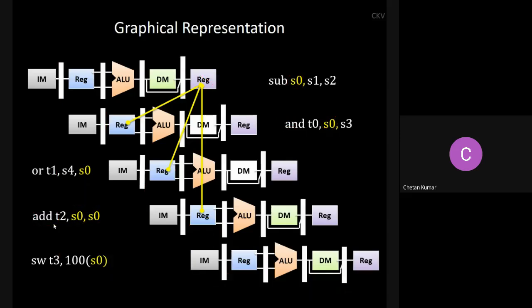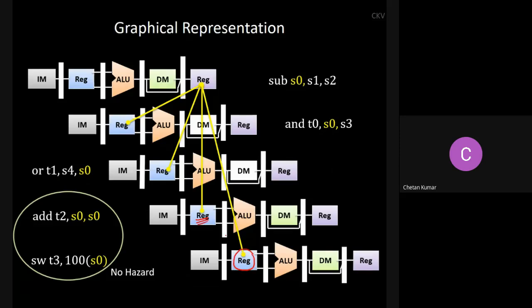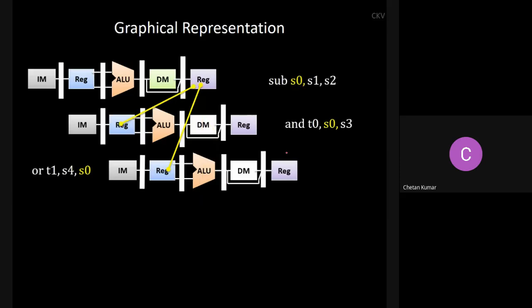So there will not be any problem with these two instructions, because the read and write can happen in the same clock cycle, and since by this time the write would have already happened in S naught, it will not cause any problem with this one also. There will be no hazards for this and this instruction. There will be a hazard only for these two instructions.